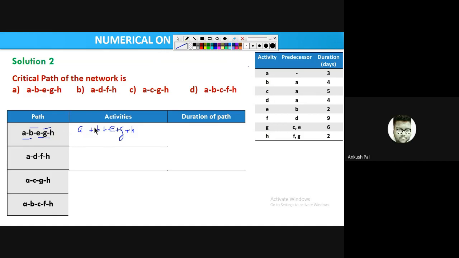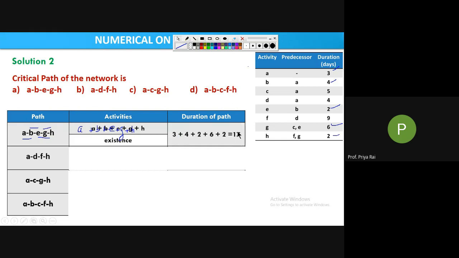Now find out the duration. How many activities are there? Simply add the duration of all the activities. A is 3, B is 4, E is 2, G is 6, H is 2. So 3 plus 4 is 7, plus 2 is 9, plus 6 is 15, plus 2 is 17. So the path exists, and the duration is 17. Clear? Now try to solve for the remaining three paths and see whether they exist or not.